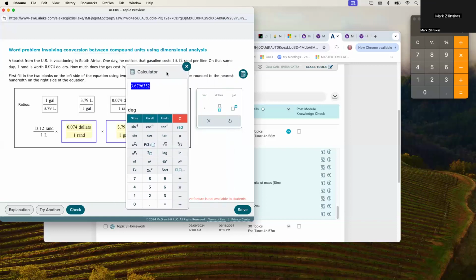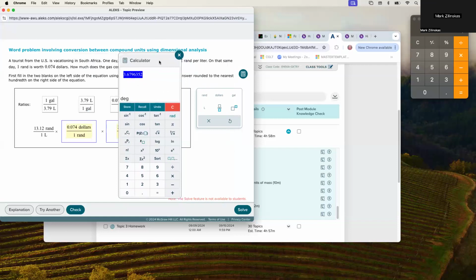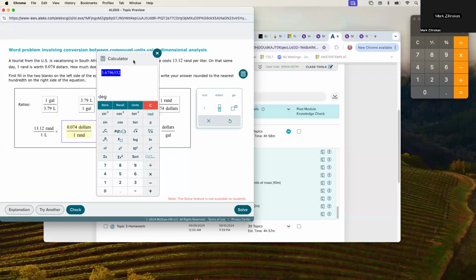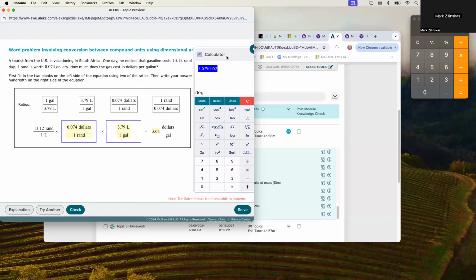You say round to the nearest hundredth. Okay, so if I did that, that's going to be 3.68. So let me just use the solve, and there we have our 3.68. So sure enough, that works out.